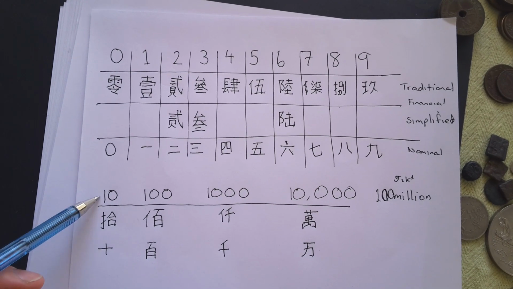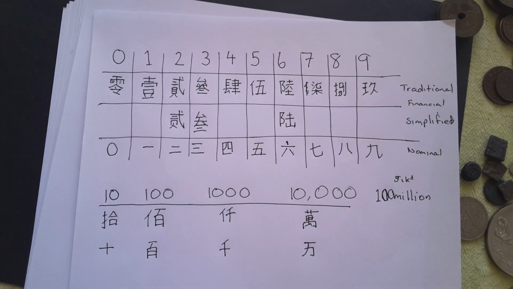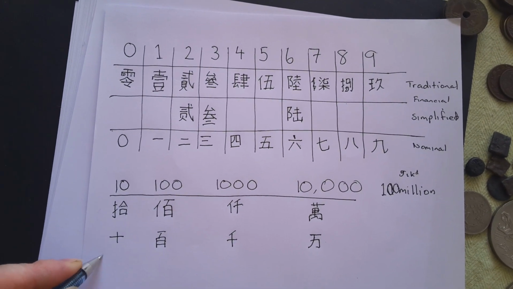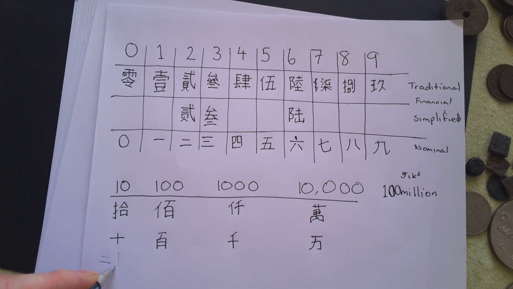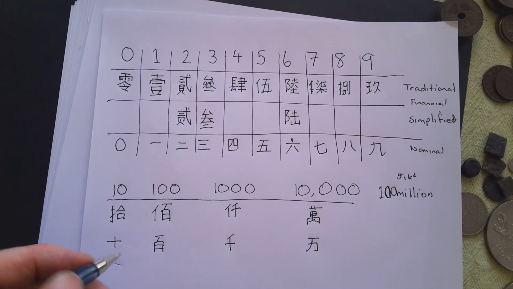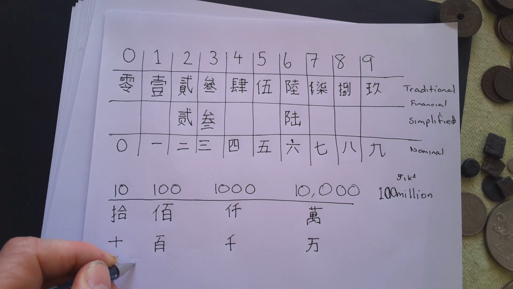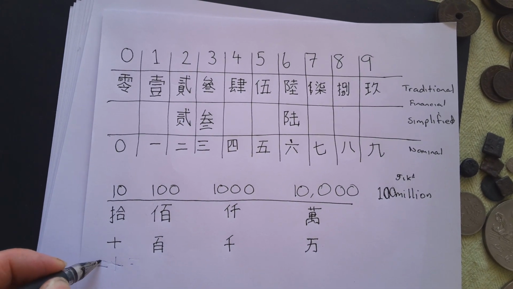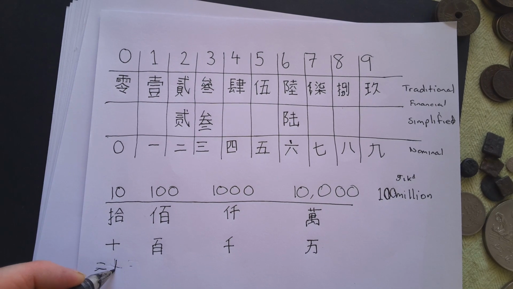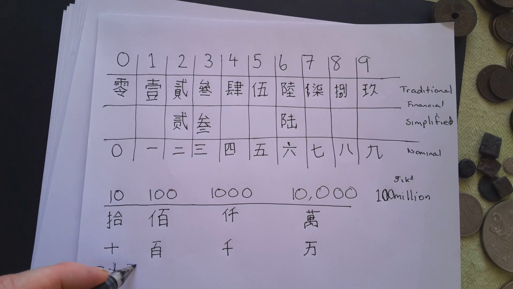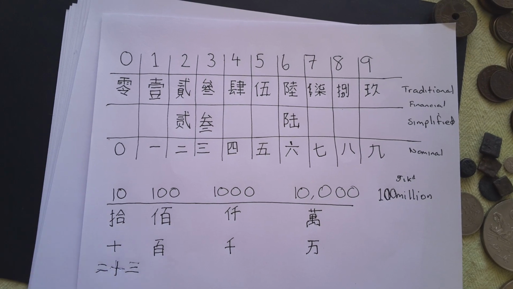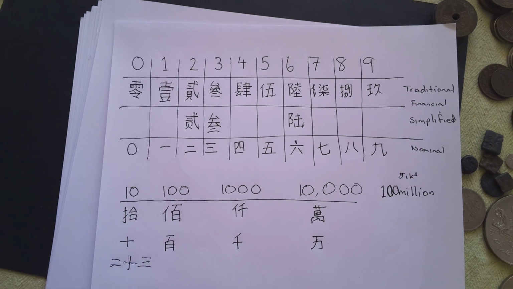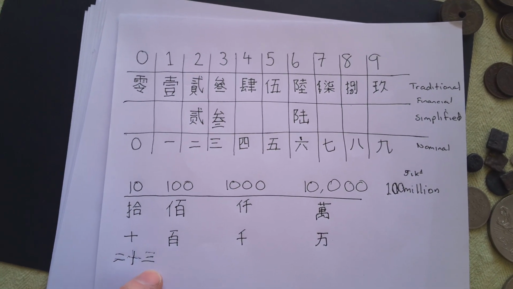And then we have the 10s. They're made pretty much the same way as in Western numbers. If you want 23, you put 2 plus 10, so that's 20, and then you put 3. So it's 23. That's basically how you make all the different numbers up to 100. So 83 is the same, just put 8 in front, then 10 and 3.